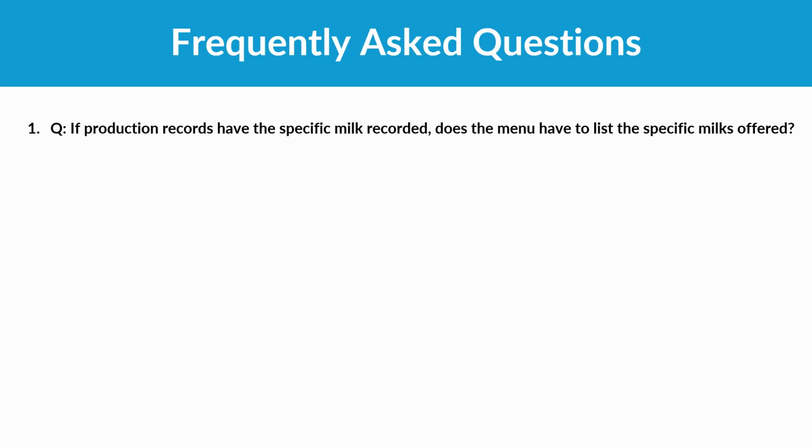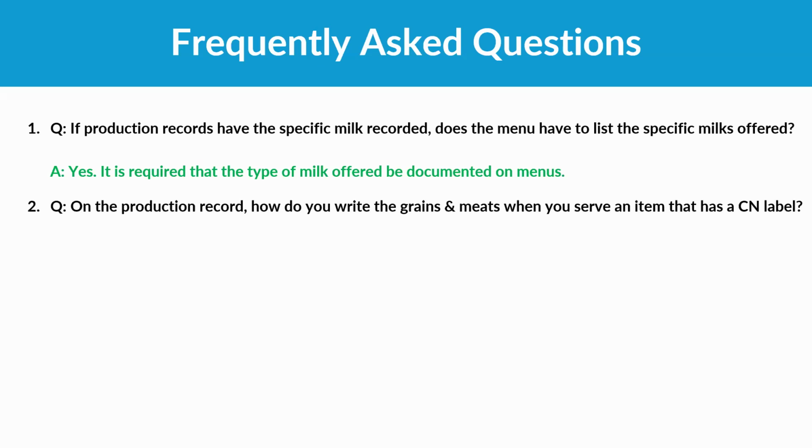So the first question here is, if production records have the specific milk recorded, does the menu have to list the specific milks offered? And yes, it's required that the type of milk offered be documented on menus.